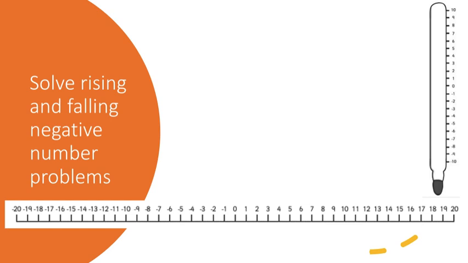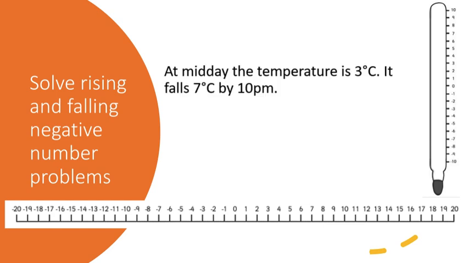Lesson number 4 then. Solve rising and falling negative number problems. It's a specific type of number problem that we're looking at now. At midday, the temperature is 3 degrees C. It falls 7 degrees C by 10 p.m. So it was on 3 degrees and it's fallen 7 degrees. What is the temperature at 10 p.m? Have a go at working it out yourself.